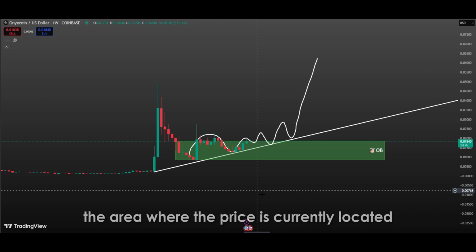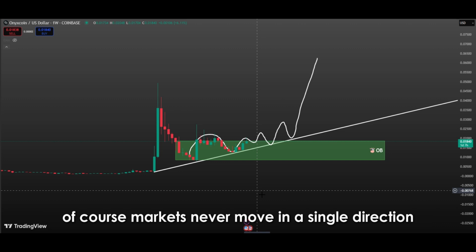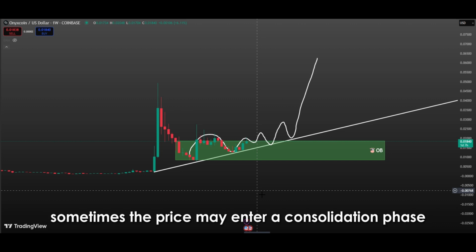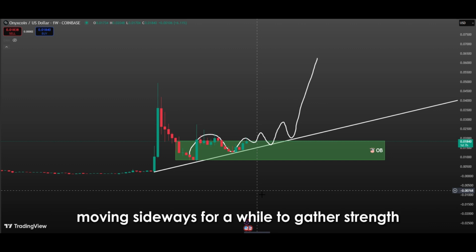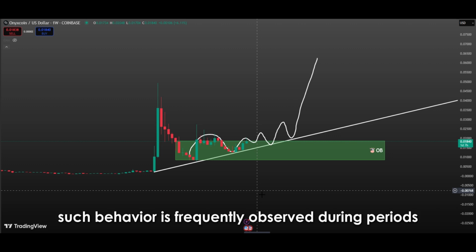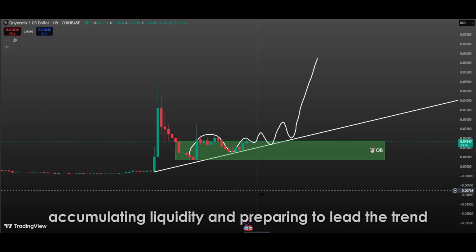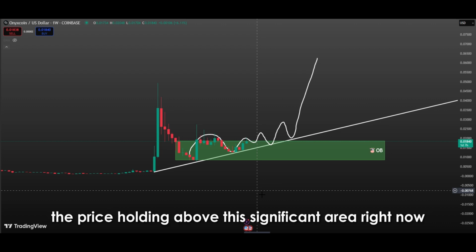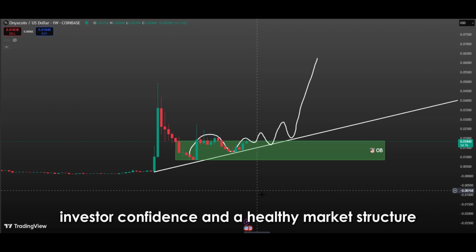For this reason, the area where the price is currently located may be laying the groundwork for a new upward move. Of course, markets never move in a single direction. Sometimes the price may enter a consolidation phase even in strong support zones, moving sideways for a while to gather strength before initiating a stronger upward move. Such behavior is frequently observed during periods when large institutional investors are entering the market, accumulating liquidity and preparing to lead the trend. The price holding above this significant area right now is another key indication of growing investor confidence and a healthy market structure.